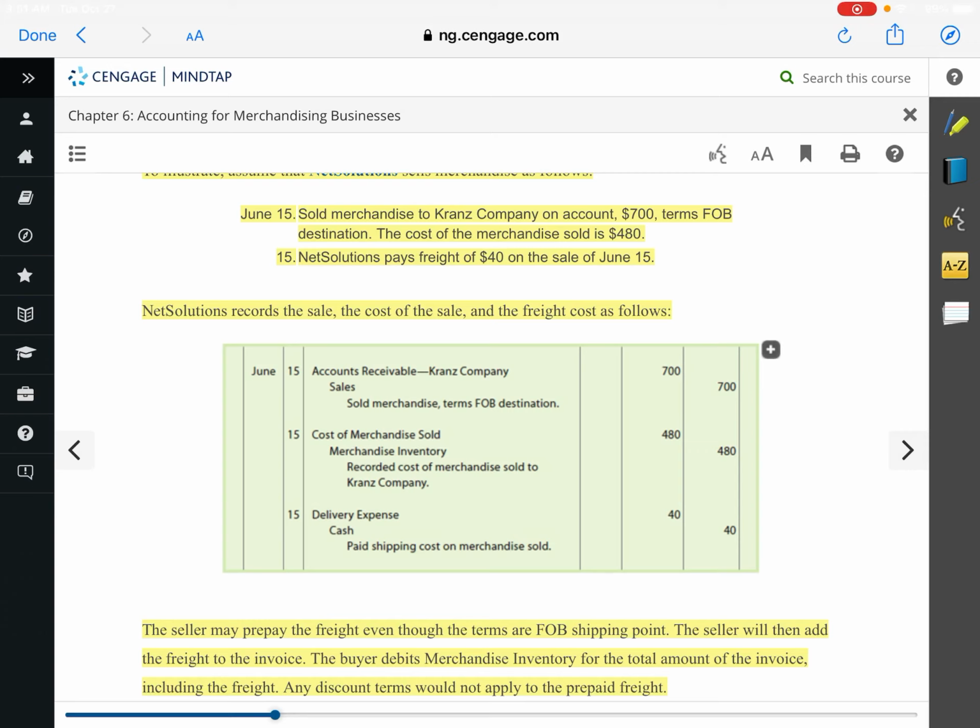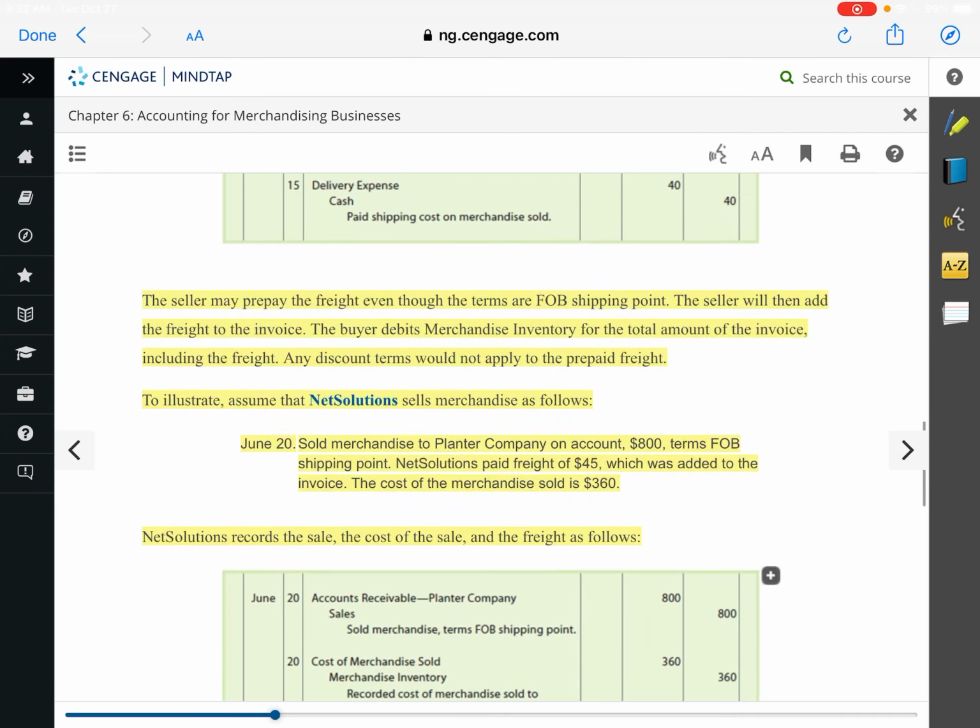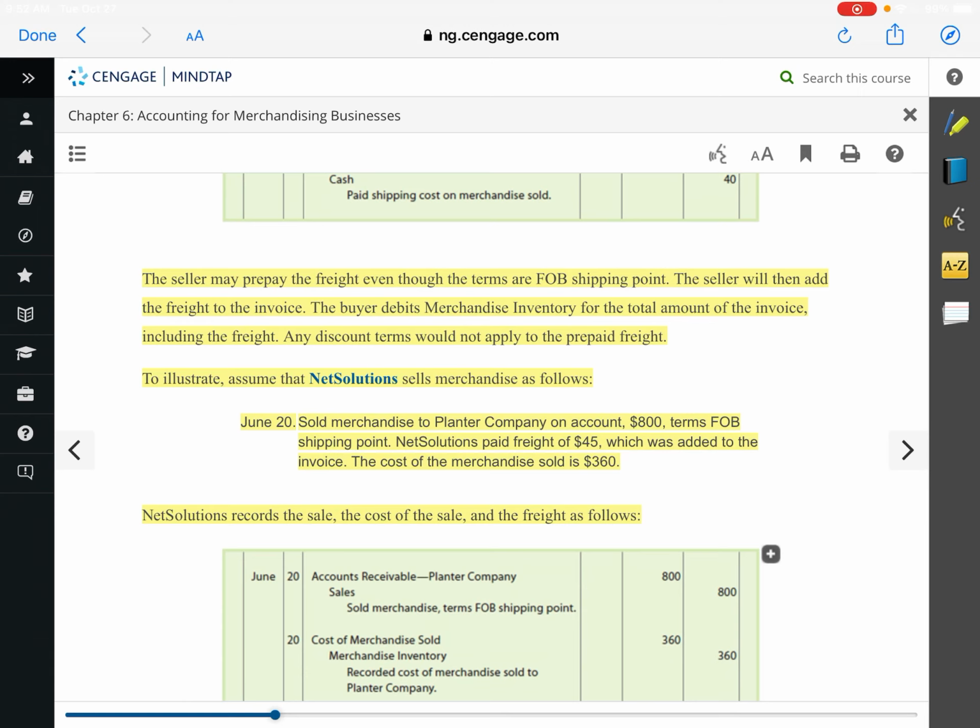Now, can the terms be FOB shipping point and the seller pay for shipping? Any of you guys have Amazon Prime? All right. So do you pay for shipping on most items with Amazon Prime? Not directly. We probably pay for it indirectly with higher prices, but it's free shipping. All right. So this next paragraph talks about that. So the seller may pay the freight even though the terms are FOB shipping point.